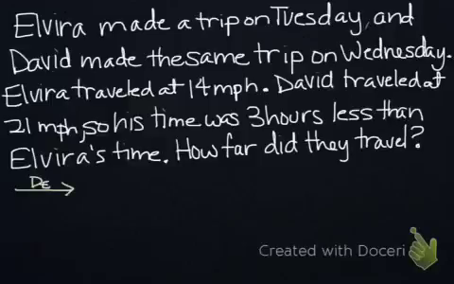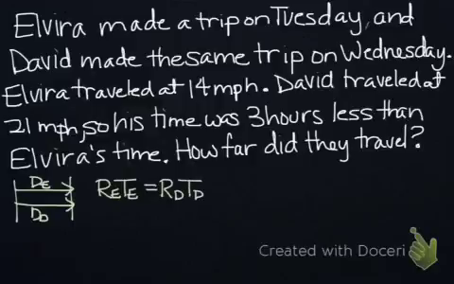So this is a situation where you have the distance of Elvira and the distance of David, and they are both the same. They're both starting at the same place and going to the same place, and so their distance is the same. That means rate times time equals rate times time.